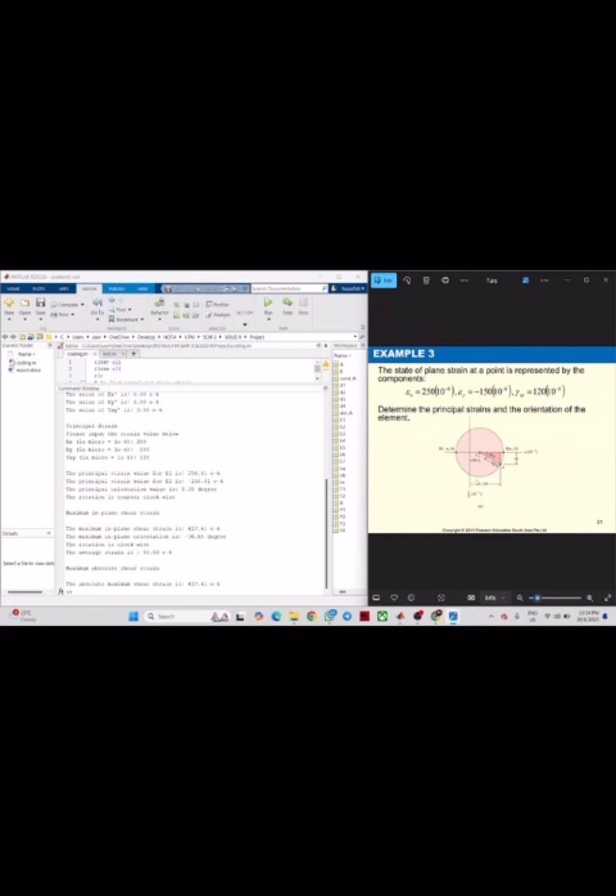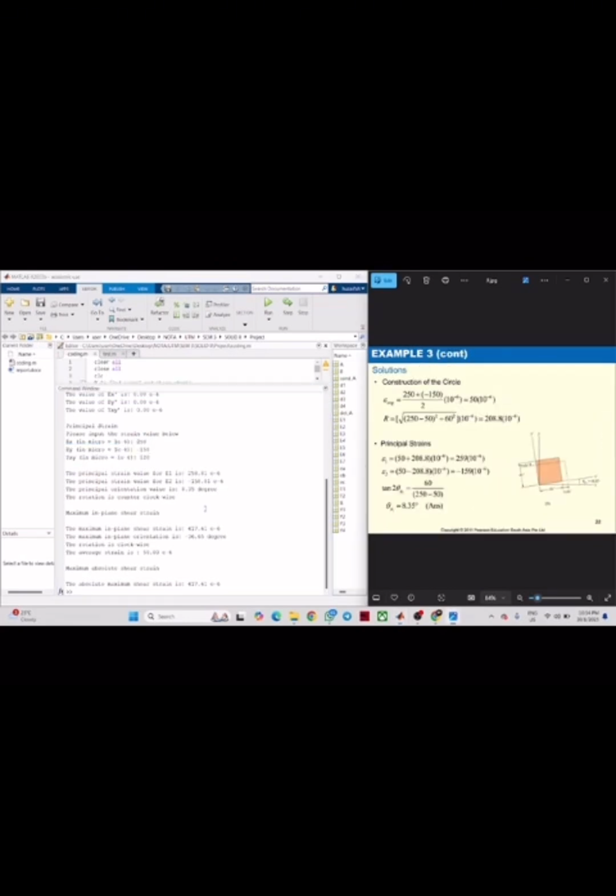Next, for the principal strain in the last section, we put the values 250, negative 150, and 120 in this area, and then we get the answer, which is the average of 50, same. E1 is 258.81, and the answer is 259. This is due to rounding off. E2 is negative 158, and theta is 8.35.